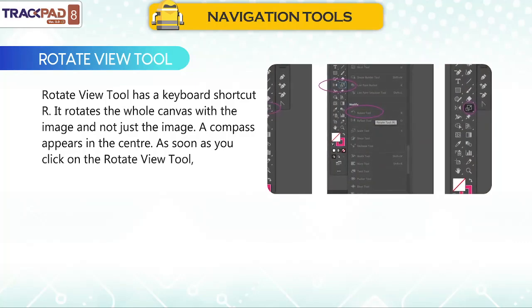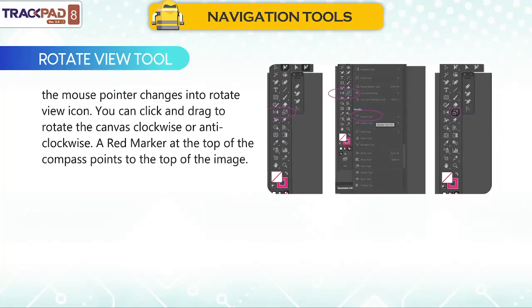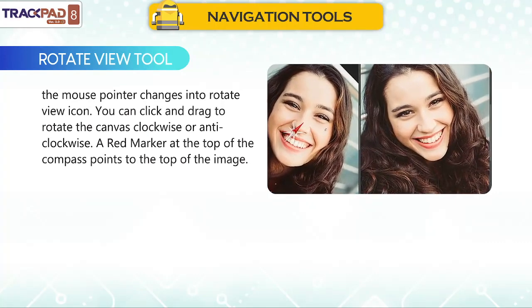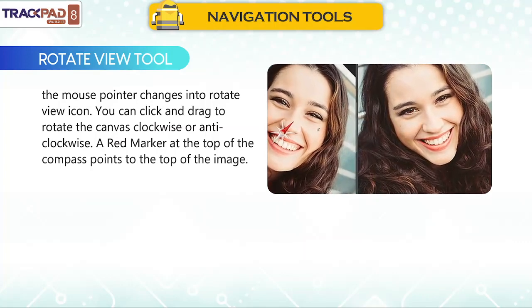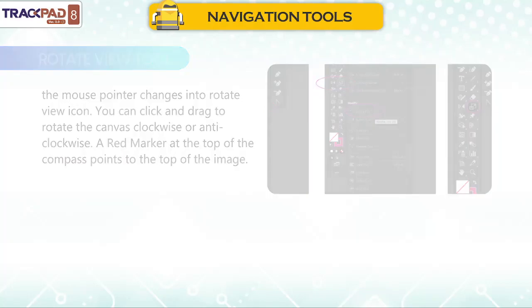As soon as you click on the rotate view tool, the mouse pointer changes into the rotate view icon. You can click and drag to rotate the canvas clockwise or anti-clockwise. A red marker at the top of the compass points to the top of the image.